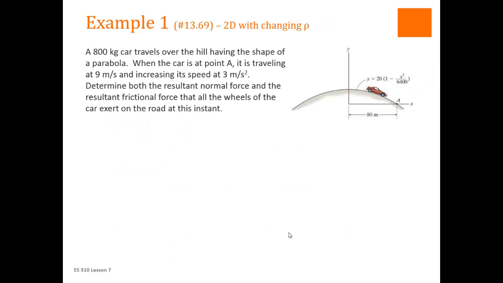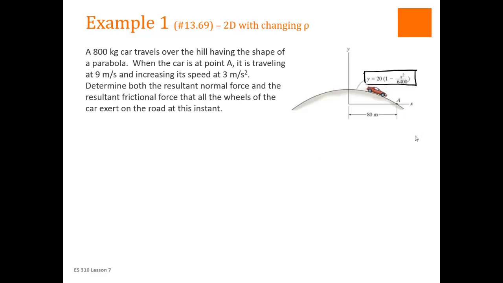So let's take an example of this. This example is a 2D example with a changing rho. We're given information about the path. In this case, we're given the equation for the path. And so that's what should give us the hint that we will be using N-T coordinates.